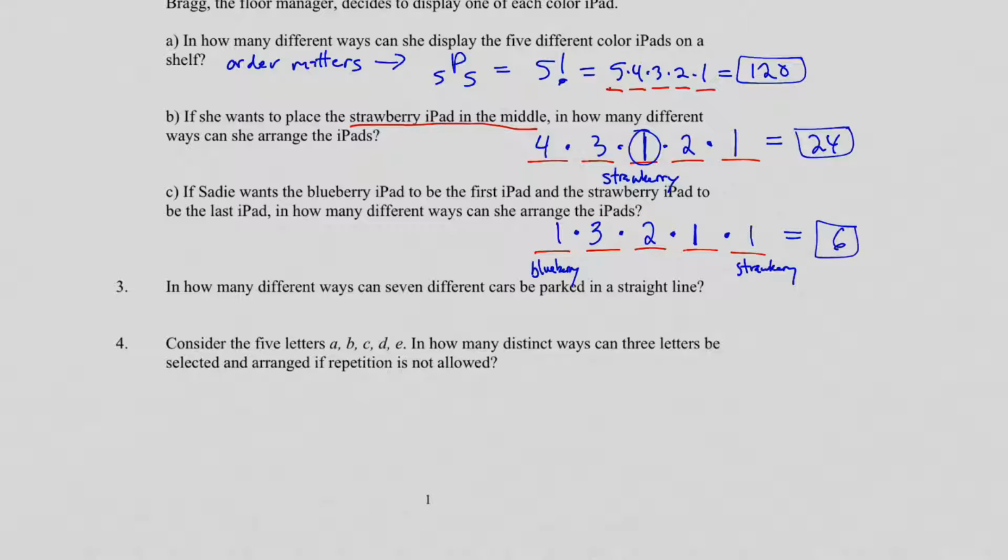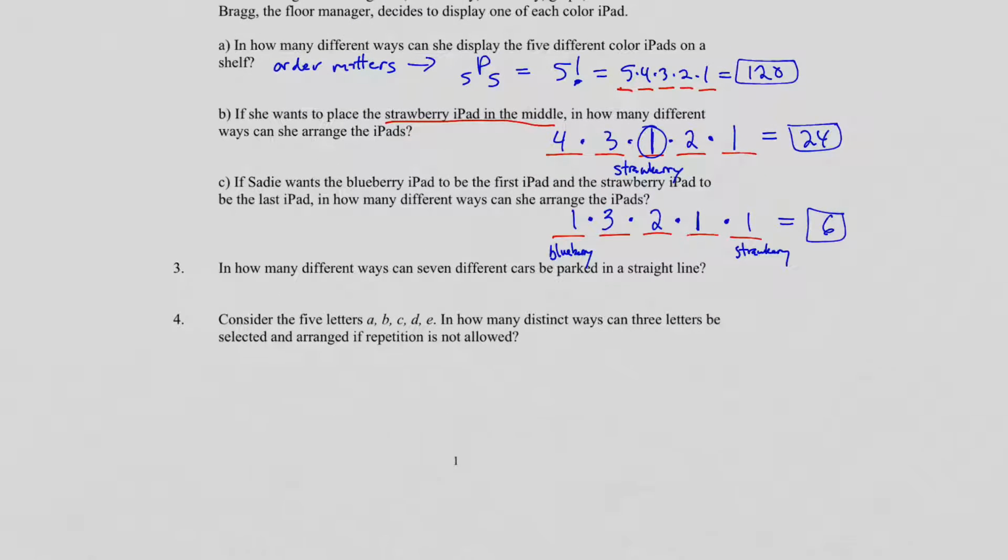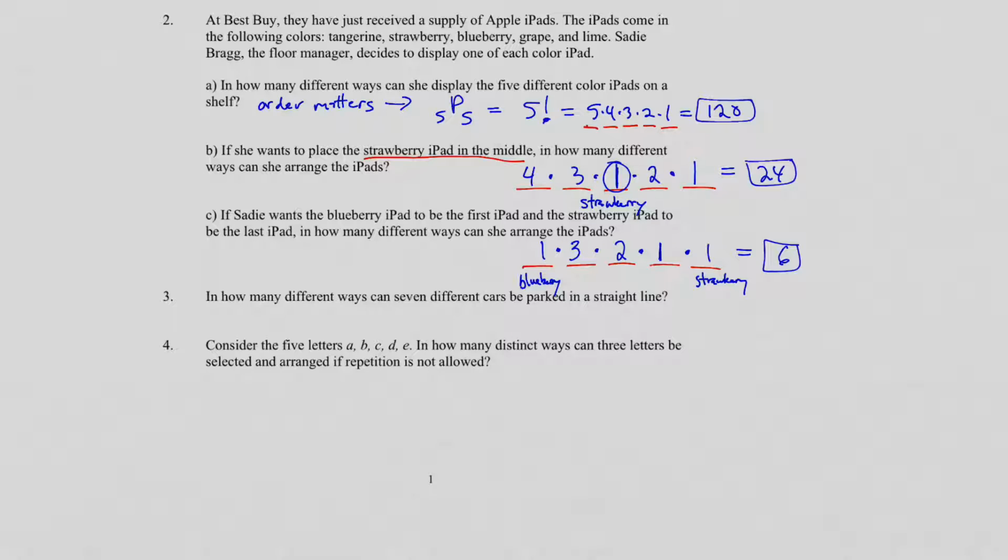Very good. Okay. So this is a little game of restrictions. Now, let's go to 3 and 4. Questions on number 2? So the strawberry iPad and the blueberry iPad are both 1, because you could only use them once. Now, it would be different if you had 2 blueberry iPads. Then that's different. But she only has 1 of each to put on display.